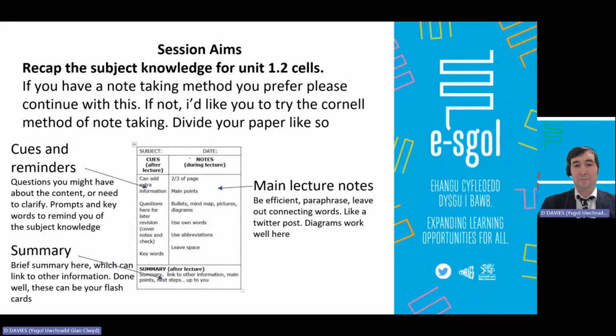The Cornell method means that you split your page into three, so a line down this third and a line across the bottom third, like that. So you've got two thirds of the page here. That's your main notes, so the main things that are said, the main diagrams. Be efficient, paraphrase, leave out your connecting words. Try and make it short, like a Twitter post.